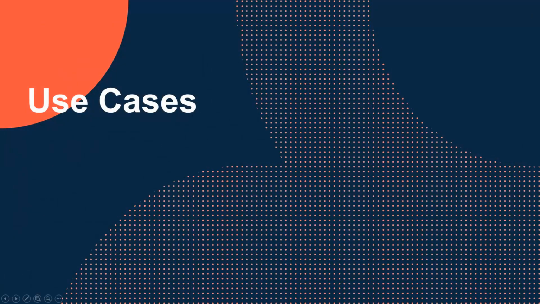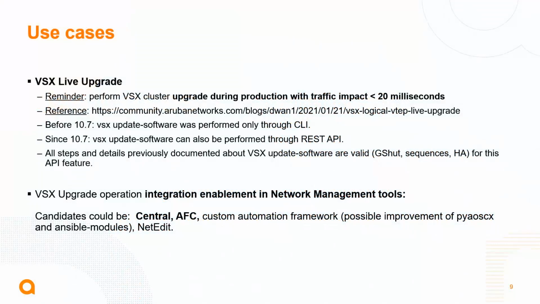The use cases. We have VSX live upgrade. Obviously, this is something that we want to keep using, with a traffic impact of less than 20 milliseconds, as shown in the latest video that is available here. Before 10.7, that was only possible through the CLI, and now since 10.7, it is also possible with REST API.